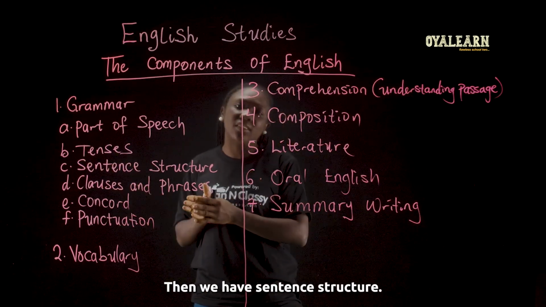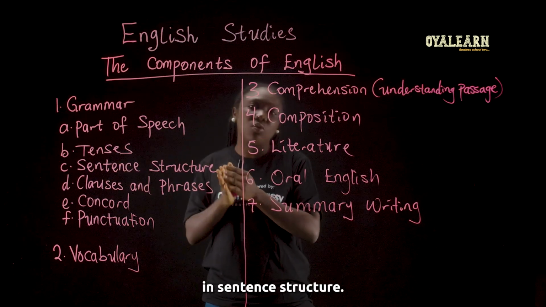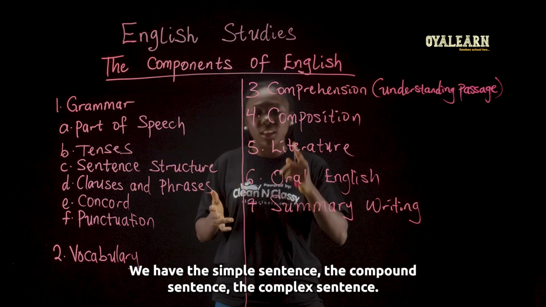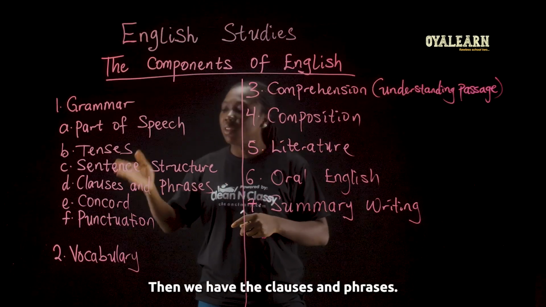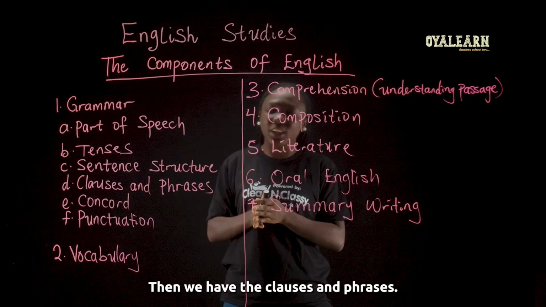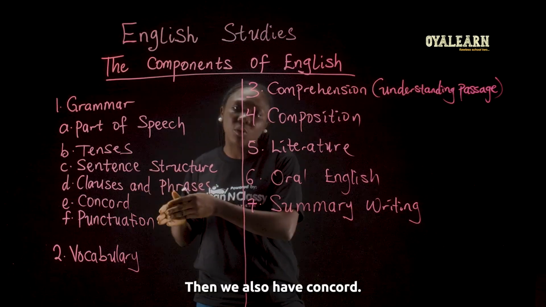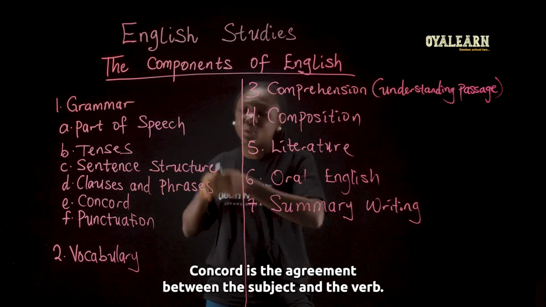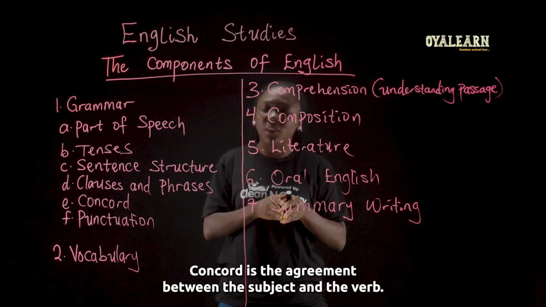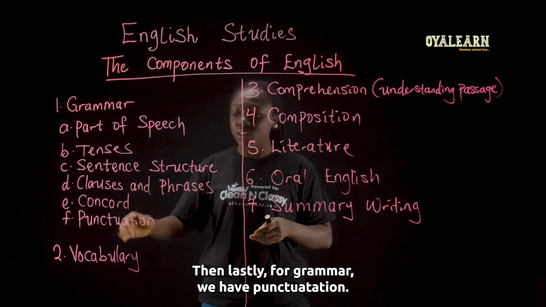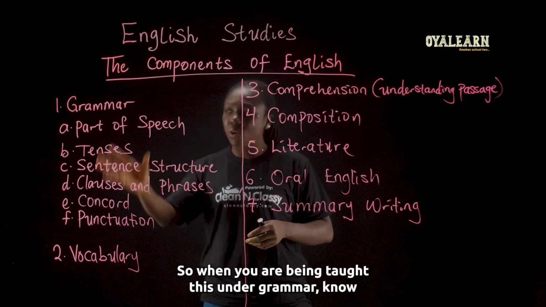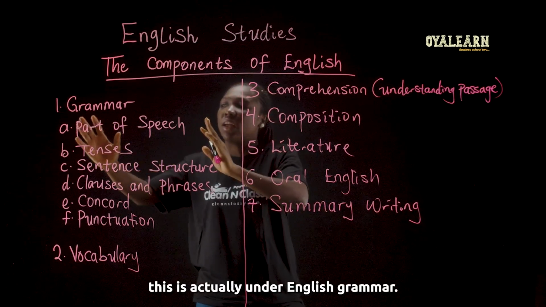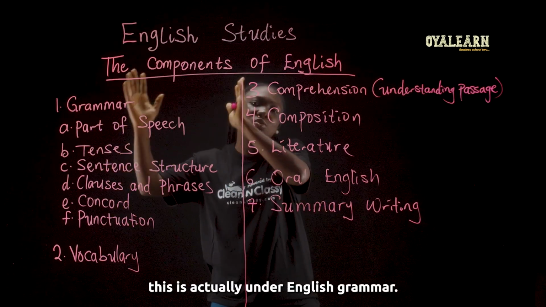Then we have sentence structure. In sentence structure, we have the simple sentence, the compound sentence, the complex sentence. Then we have the clauses and phrases. Then we also have concord. Concord is the agreement between the subject and the verb. Then lastly, for grammar, we have punctuation. So when you are being taught this, know that this is actually under English grammar.